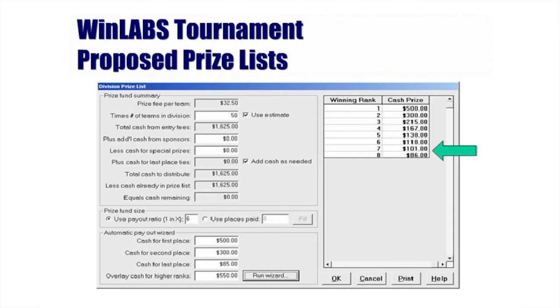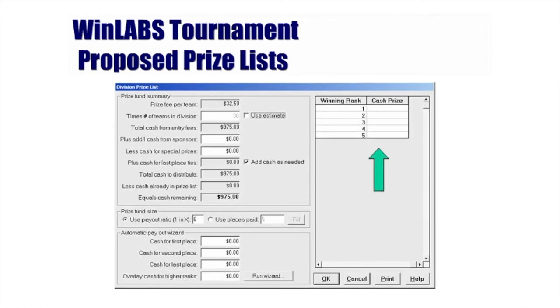Notice that last place received $86 instead of the $85 that we had entered. WinLABS utilizes the number entered to help with the formula. However, there will be times when the formula will give last place slightly more than requested. The list can always be modified by hand. Just highlight the field and change the value. As you just witnessed, the WinLABS prize calculator utilizes multiple components, including a formula for creating the prize list. The calculator is limited to prize lists that pay at least 6 places. Smaller prize lists can be entered by hand.